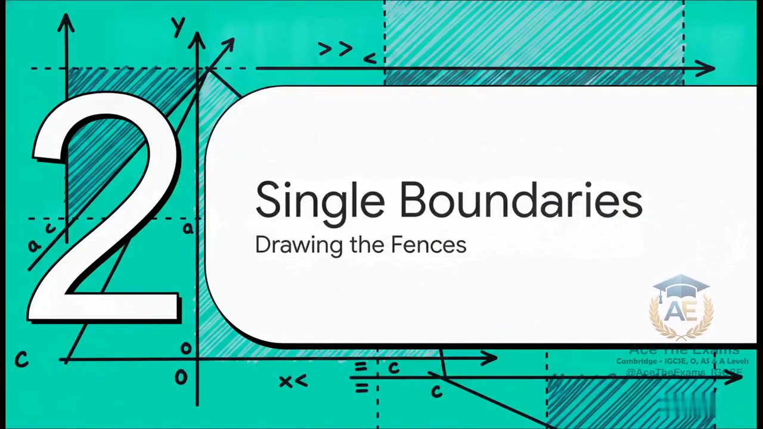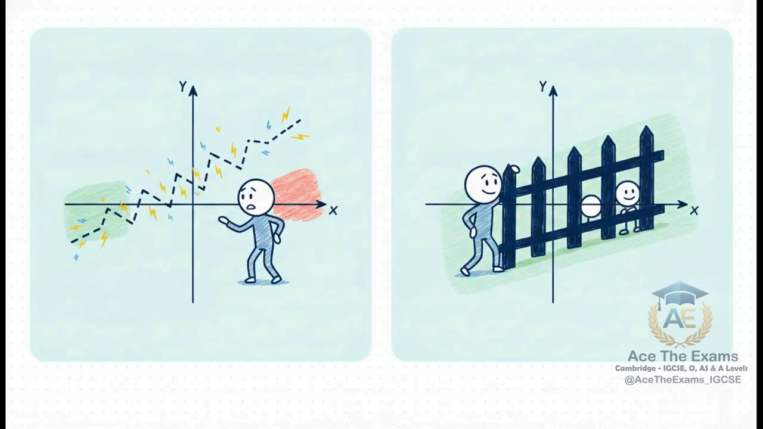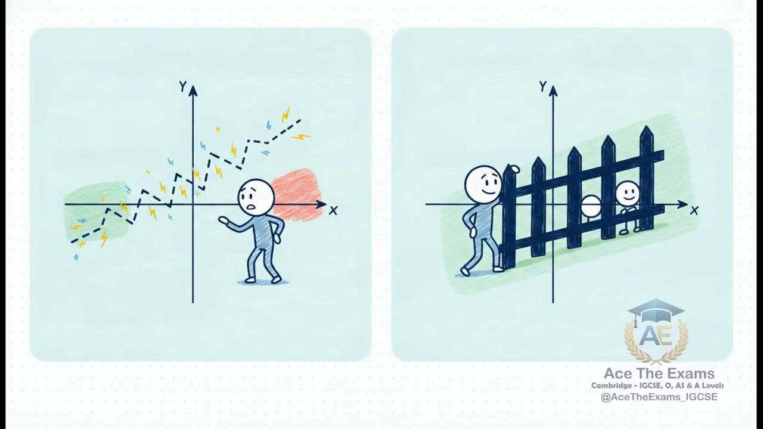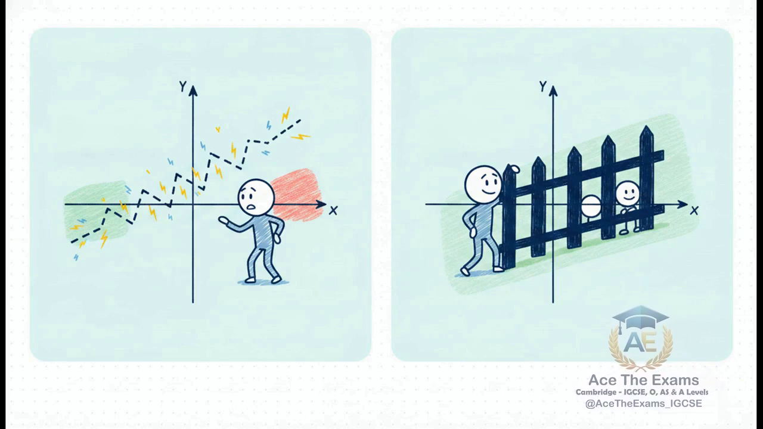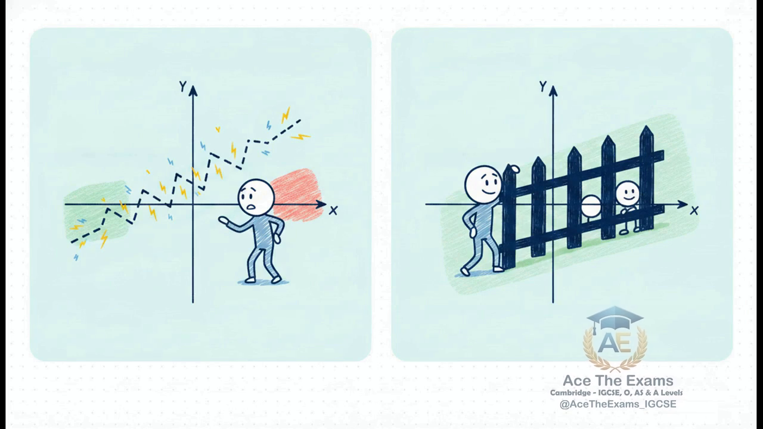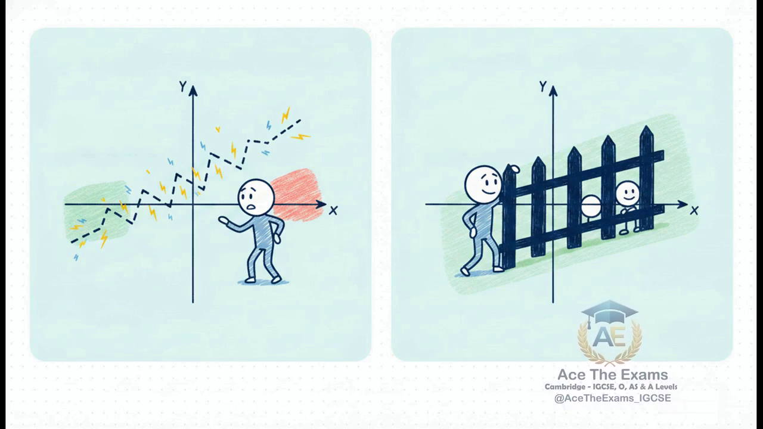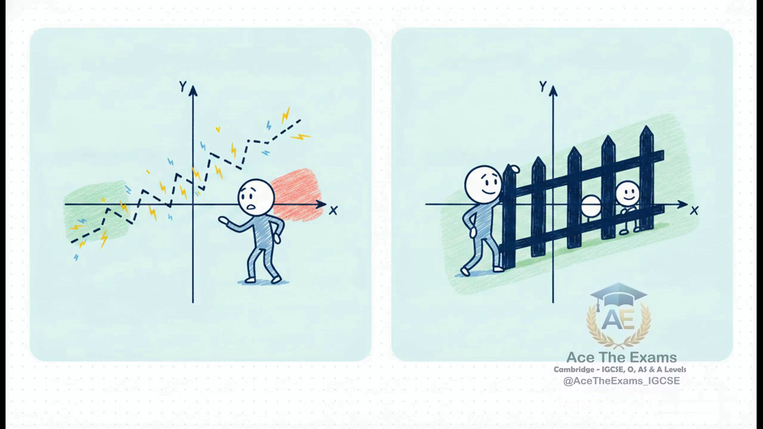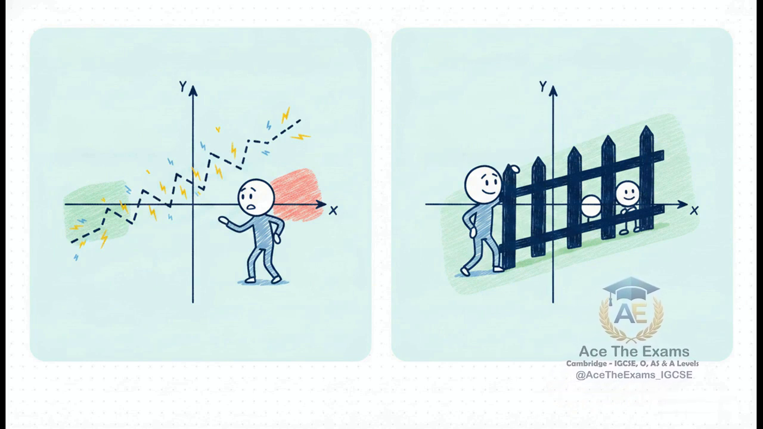Section 2. Graphing single boundaries. Drawing the fences. Now that we know our symbols, we can get visual. This is where you really start picking up marks. Those mathematical symbols we just decoded, they literally draw boundaries, or fences, on a coordinate graph. They take an infinite grid of possibilities and chop it right in half, separating the numbers that work from the numbers that don't.